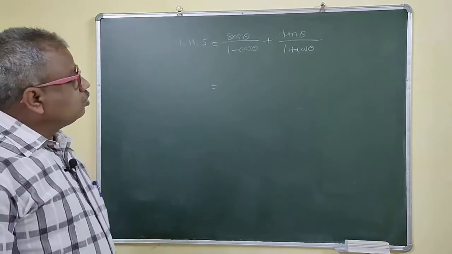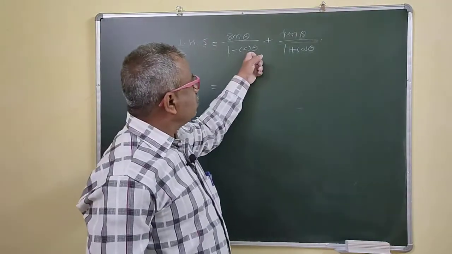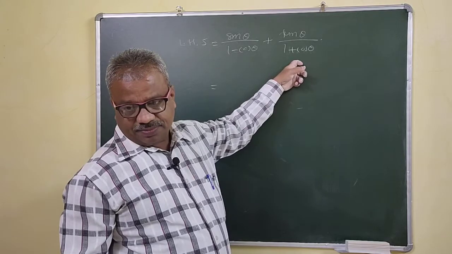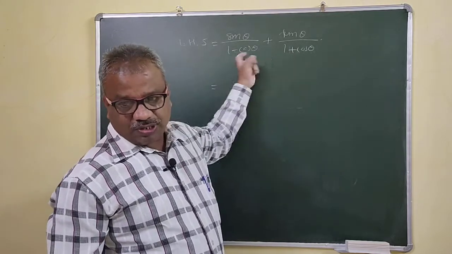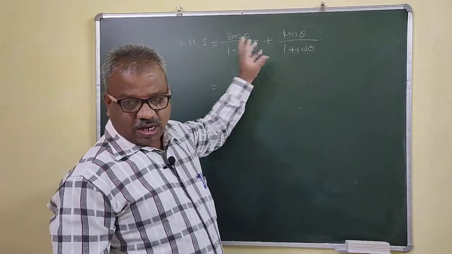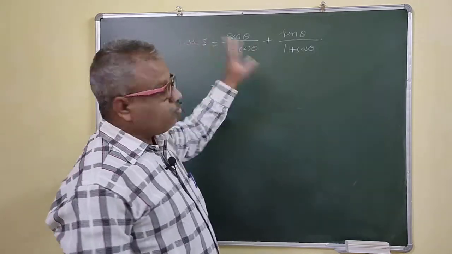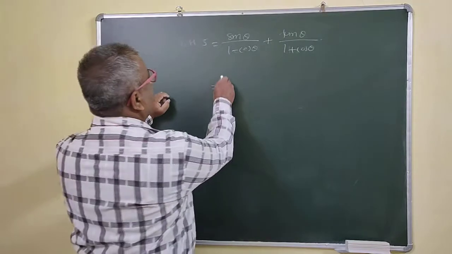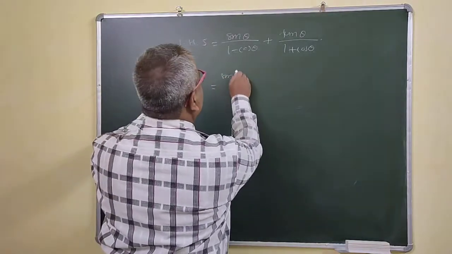Okay, so what is here? 1 minus cos theta and 1 plus cos theta are there, and they are conjugates of each other. If you take the product of that one, this will be what? a square minus b square, right? It will be simplified, right? So what we do? We take the addition now. So this is sin theta. First we'll take the cross multiplication.